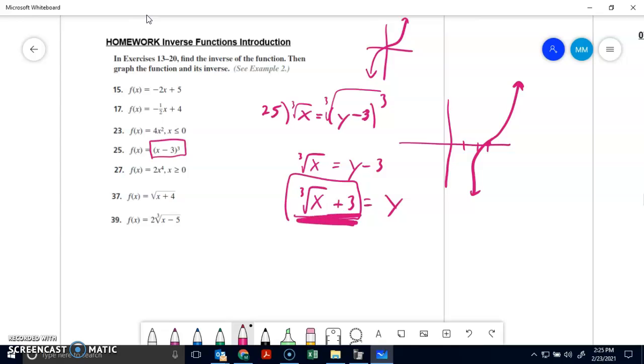This one, look at the transformation here, this is up 3. So I'm going to move my cube root function, which looks like this, up 3. So here's my center point at 3 and at 3. And again, I'm just doing a semi-accurate sketch. And then look at it. Yeah, it's perfectly symmetric. Okay.